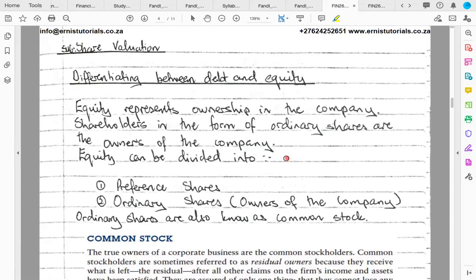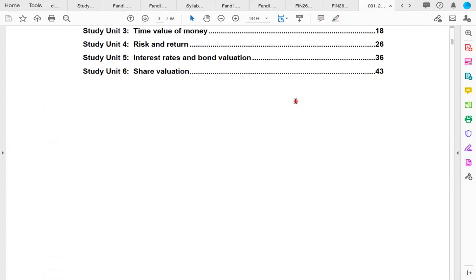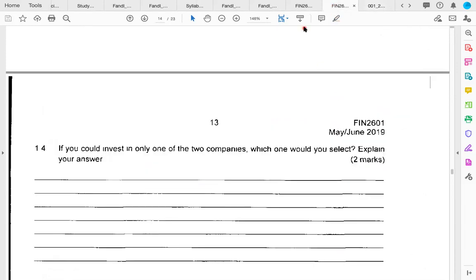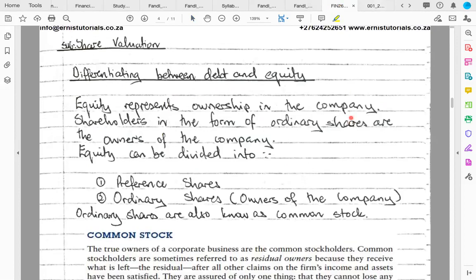Right, so we now want to look at the final study unit in the module, share valuation. We've covered financial statement analysis, time value of money, risk and return, interest rates, and bond valuation. So we now want to look at share valuation. And we're going to look at share valuation in two classes.